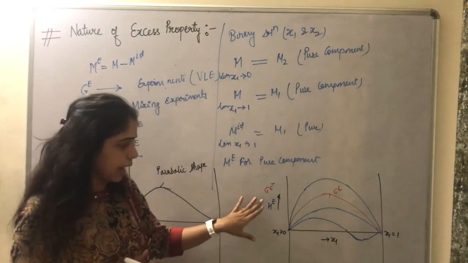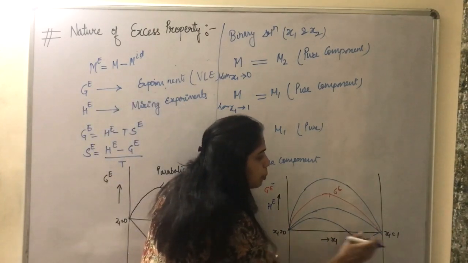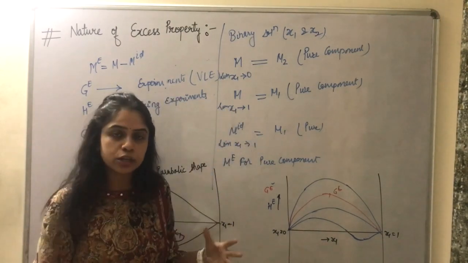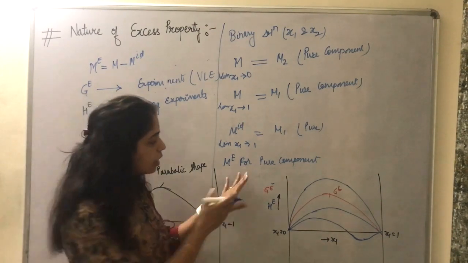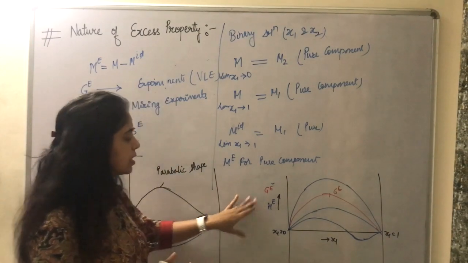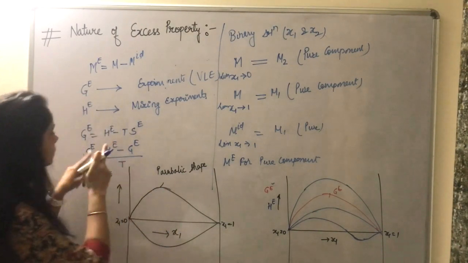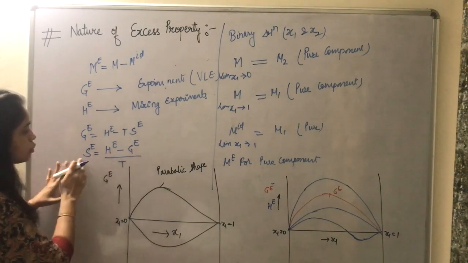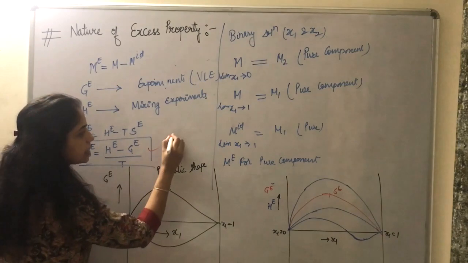Once we know excess enthalpy and excess Gibbs free energy, of course we know that for the pure component excess properties are 0. In between you will get lots of variation of excess enthalpy with respect to excess Gibbs free energy. And once you know both the properties, excess enthalpy and excess Gibbs free energy, then excess entropy has to obey the difference between the excess enthalpy and excess Gibbs free energy. So with this relation you can get the excess entropy.